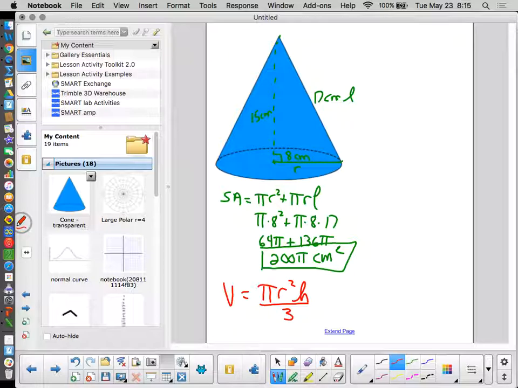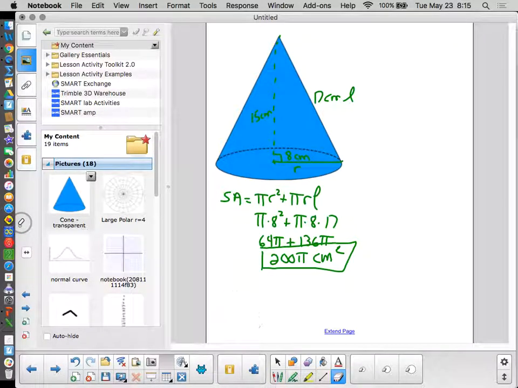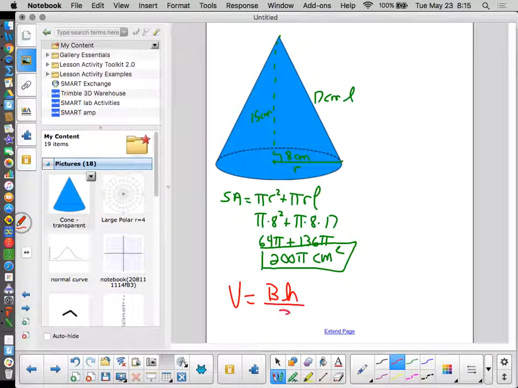Okay. Right. So they didn't give you a special formula. That's fine. Base area times height over 3. Well, what is the base? The base is the circle, right? So the base area is pi r squared. Now, what's my h going to be here?